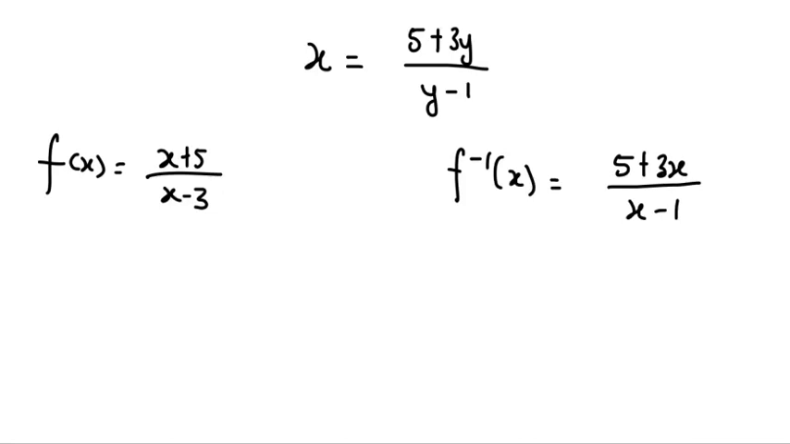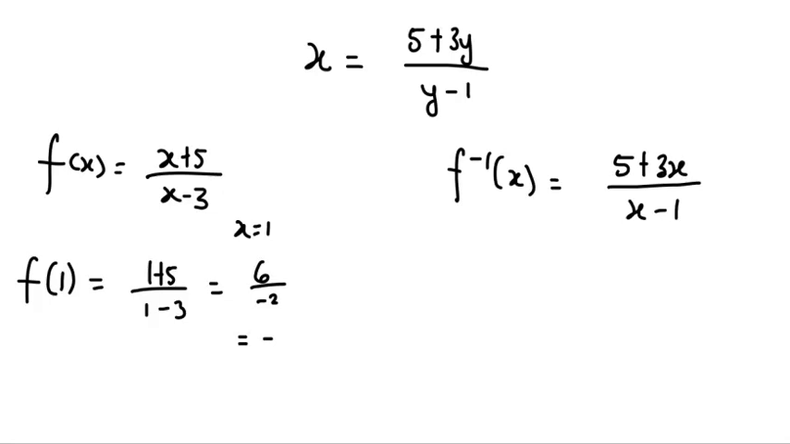Okay, if you don't understand what this inverse of a function means, look at what is going on here. If you make an input into this original function, the output it gives you, if that output becomes the input of the inverse function, it will give you back the input of the original function. So this is what I mean. If you let x equal 1, f of 1 is going to be 1 plus 5 divided by 1 minus 3. This gives 6 divided by 1 minus 3, which is negative 2, giving us negative 3.